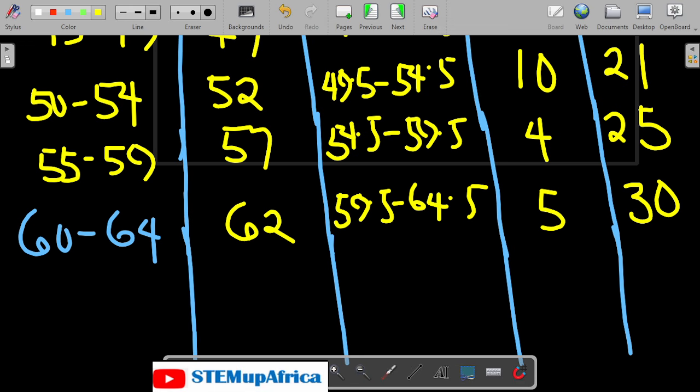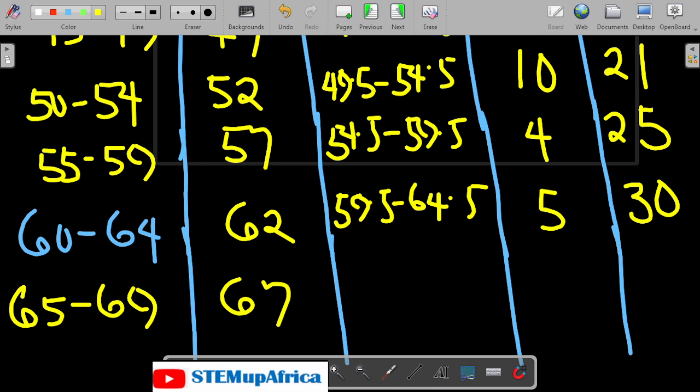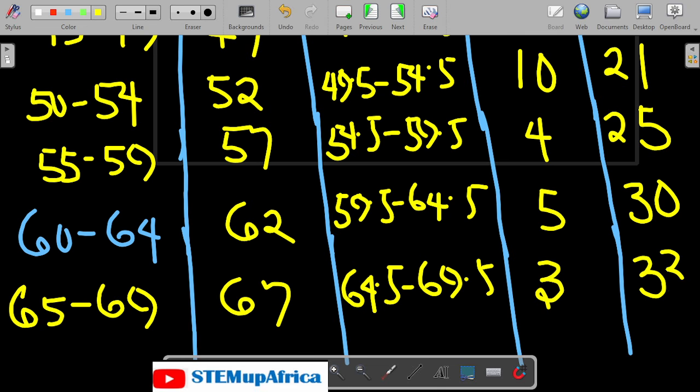Then we have 65 to 69. The class mark here will give us 67. Here is now 64.5 to 69.5. Then frequency is 3. Here will give me 33.